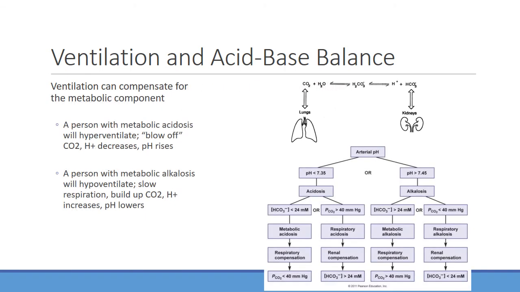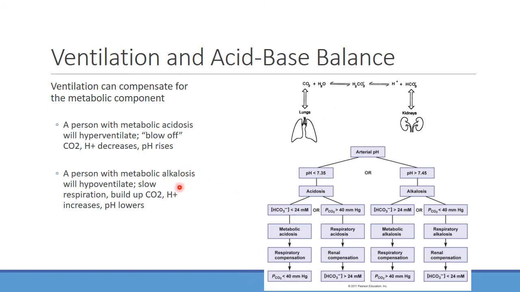So I mentioned already that the ventilation can compensate for that metabolic component. As a person develops a metabolic acidosis, either due to loss of bicarbonate ions or production of new acids, these non-volatile acids, the body responds by hyperventilating and blowing off CO2. The hydrogen ions will decrease and the pH should rise, hopefully back to a normal concentration. So you can see that in the rest of the slide here. If you had a metabolic acidosis, where bicarbonate levels are low, the respiratory compensation is to try to get the PCO2 low as well in order to raise that pH up.